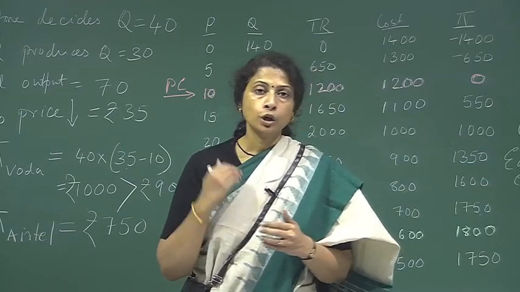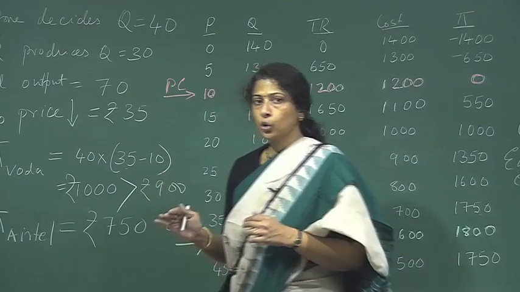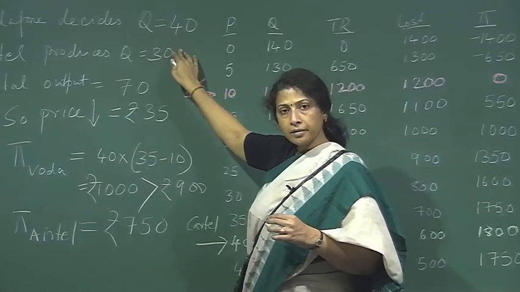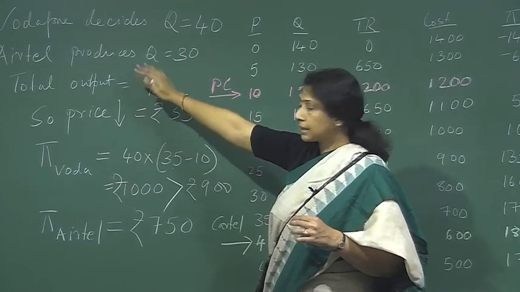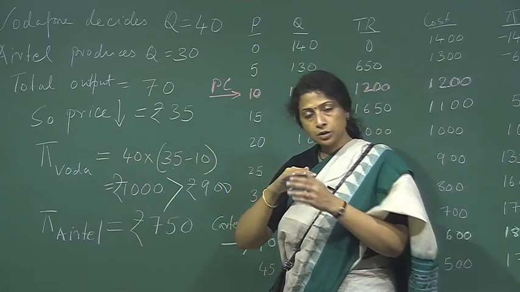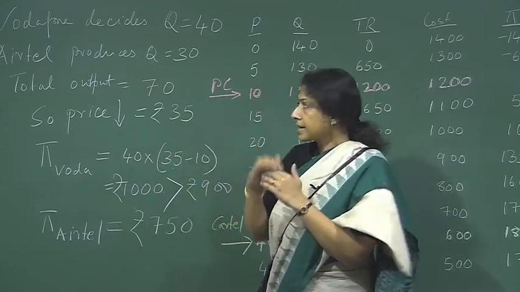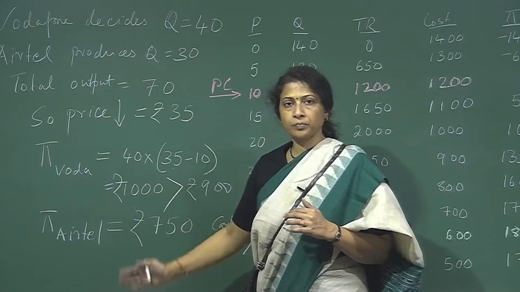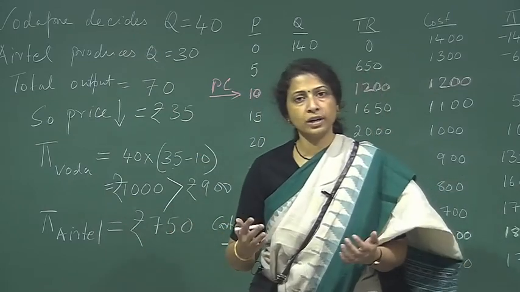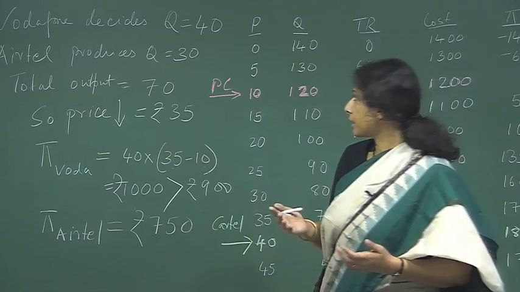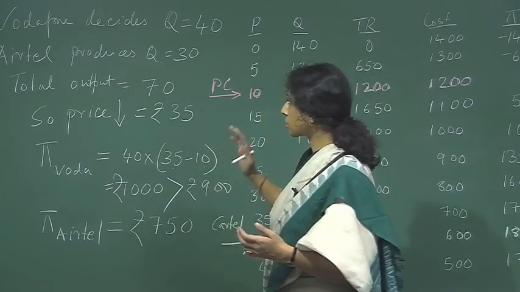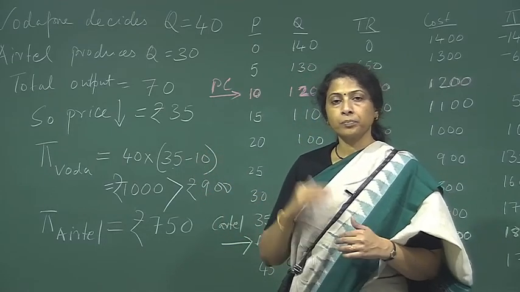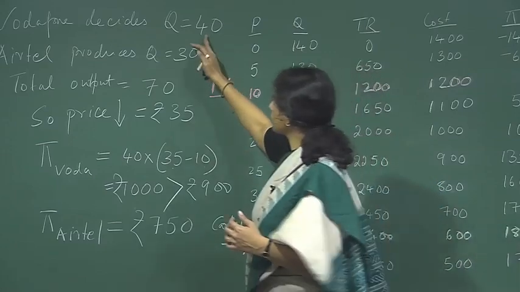So each of the firms knows this also. So Airtel will know that it makes sense for Vodafone to break the agreement and produce a higher amount of output. So that is what Airtel is also going to do. Or to think about it in a different way, independently also, Airtel thinks along the same lines as Vodafone and thinks that if I break the agreement, I am going to get a higher profit, so let me break the agreement. So as a result, each of the firms breaks the agreement and each of the firms ends up producing 40 units of output.